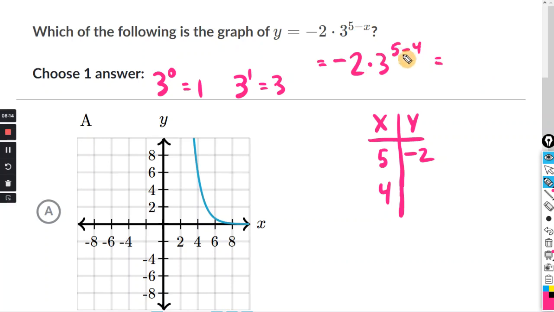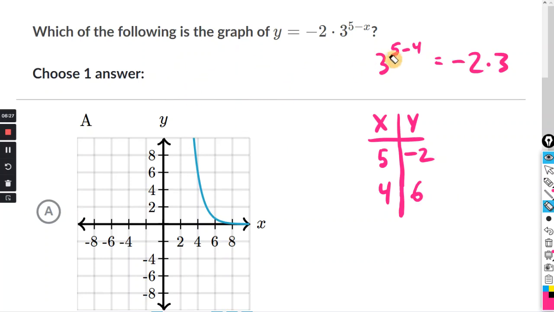Okay, 5 minus 4 is 1. 3 to the 1 is just 3. So negative 2 times 3 is just negative 6. All right, so we have those. And that might be enough as it is, but let's just think about one more thing.